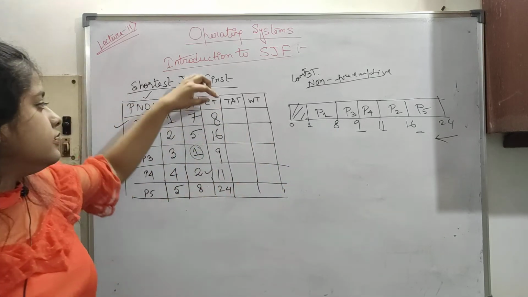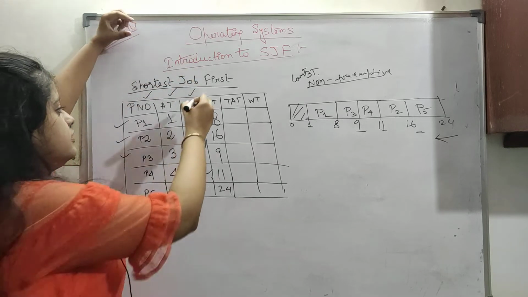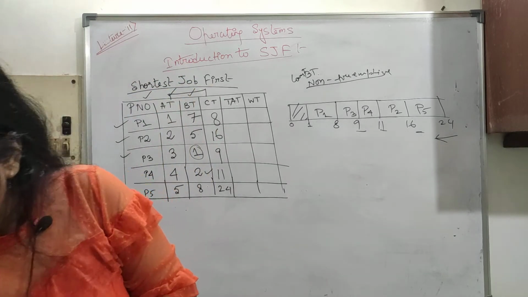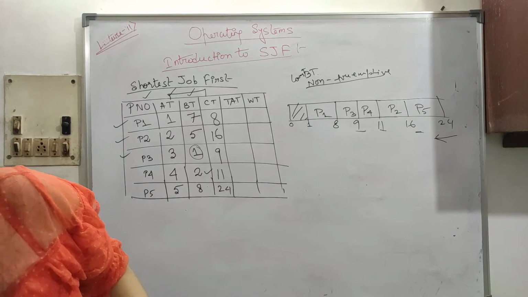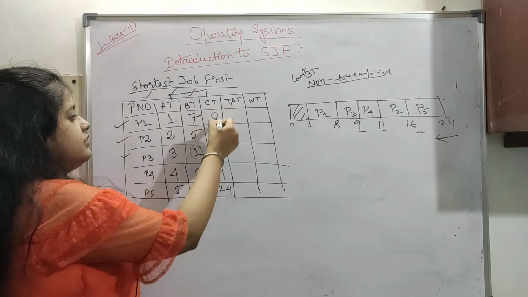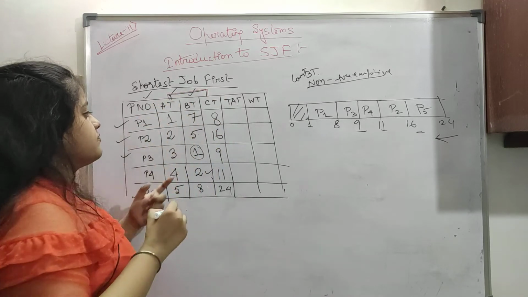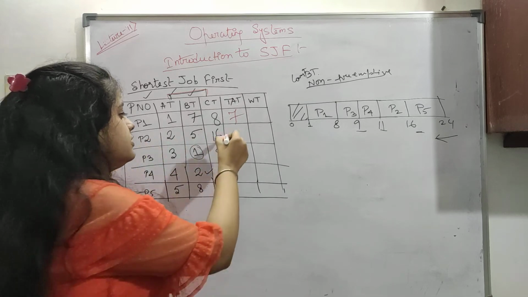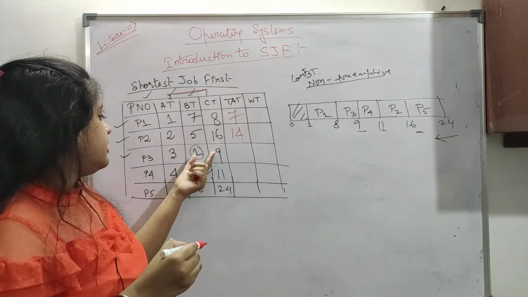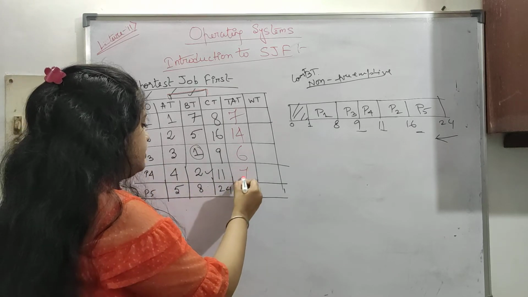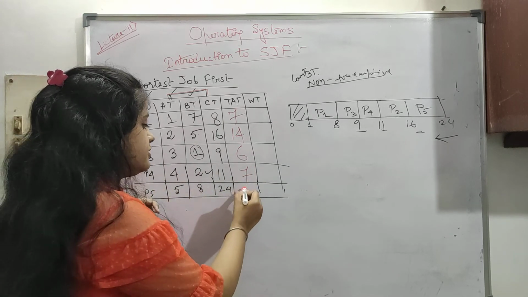So TAT means CT minus AT. Sorry, I don't have another color pen, so I should write it in red. The blue one has finished. So TAT is CT minus AT. 8 minus 1 is 7. 16 minus 2 is 14. Then 9 minus 3 is 6. 11 minus 4 is 7. 24 minus 5 is 19.